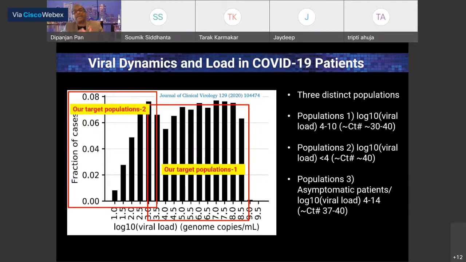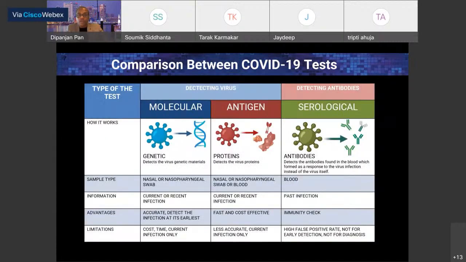Population three is basically the asymptomatic patients, where the viral load could be anything from 4 to 14. So we really don't know. But what we know for sure is that the key is early detection. If we can detect a person before the manifestation of the symptoms, then that's the key to protecting all the people around us and the person who is infected as well.